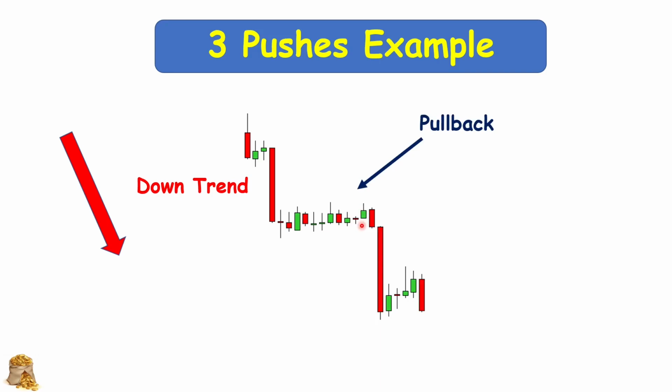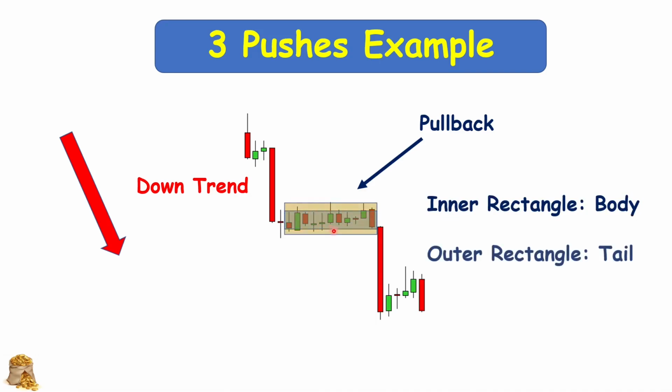You can see that at this moment, if you put a rectangle there, all the inner bodies are within the rectangle. And the same thing for all the tails for this period. It's like a rectangle. And then at this moment, when you see this bar, you're very sure that it should be a stair pattern. So you want to trade it.